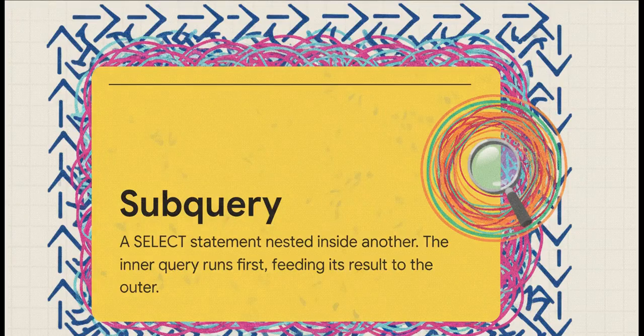So what is it really? A subquery is just a select statement that you nest inside of another one. But here's the secret sauce. The inner query, the one on the inside, it runs first. It goes off, finds an answer, and then hands that answer back to the outer query. It's like teaching your database how to think in 2 steps.